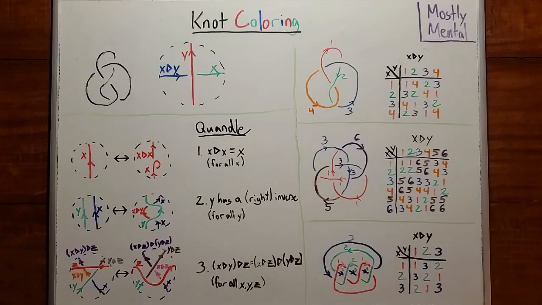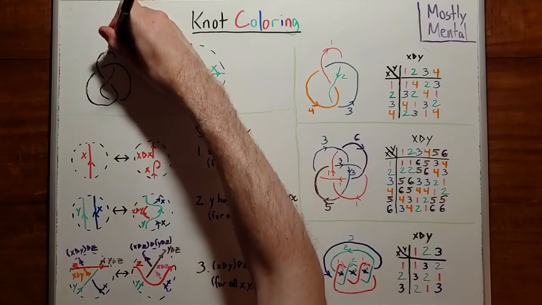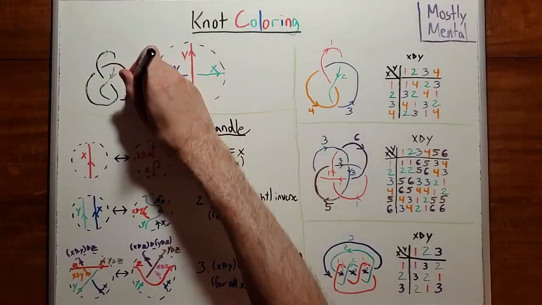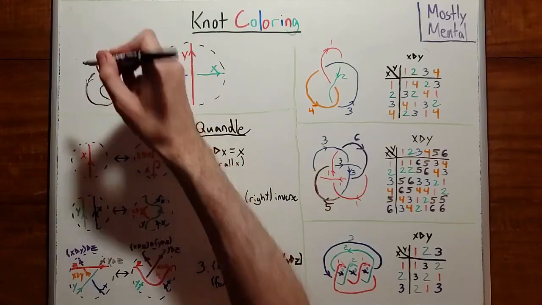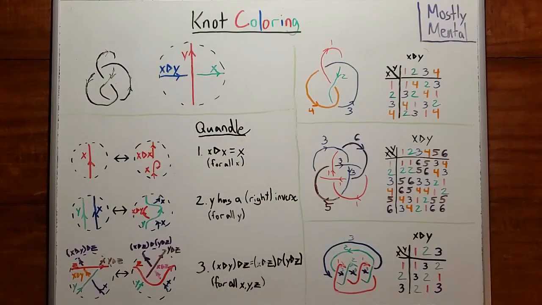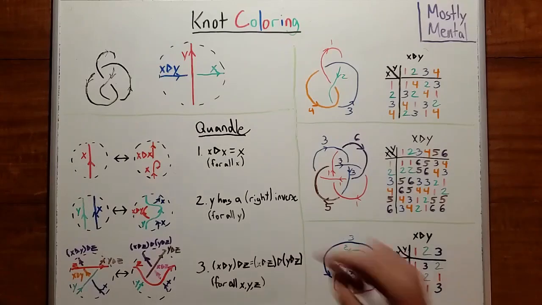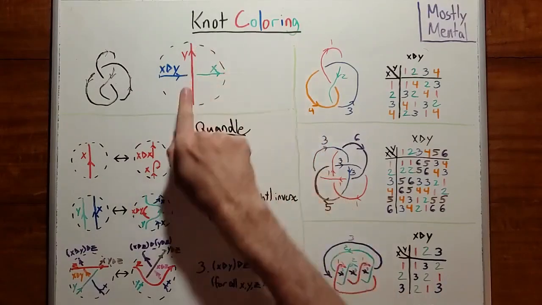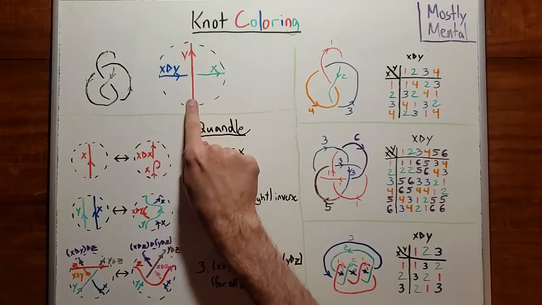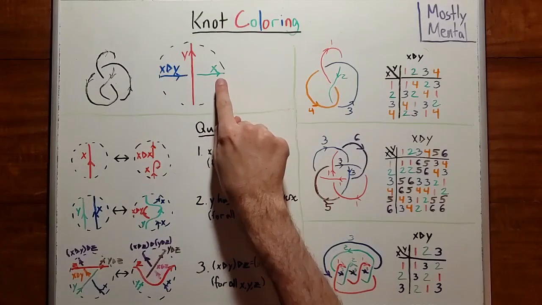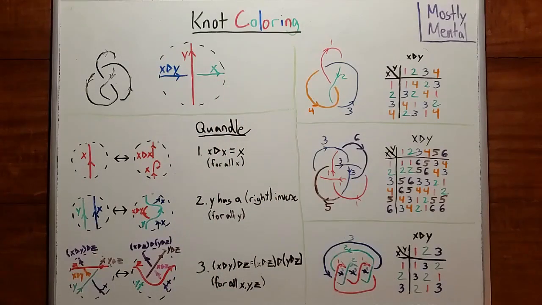Our old coloring rule was determined by the symmetry of the two understrands. But we can break that symmetry by giving the knot a direction, which we'll denote with these little arrows along its length to show which way the knot is going. Then every crossing will have a top strand, a left strand relative to that top strand, and a right strand.